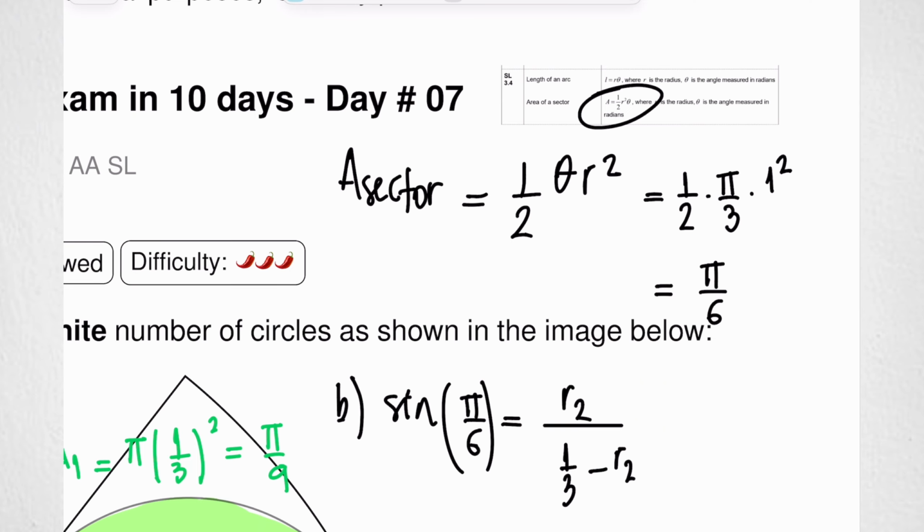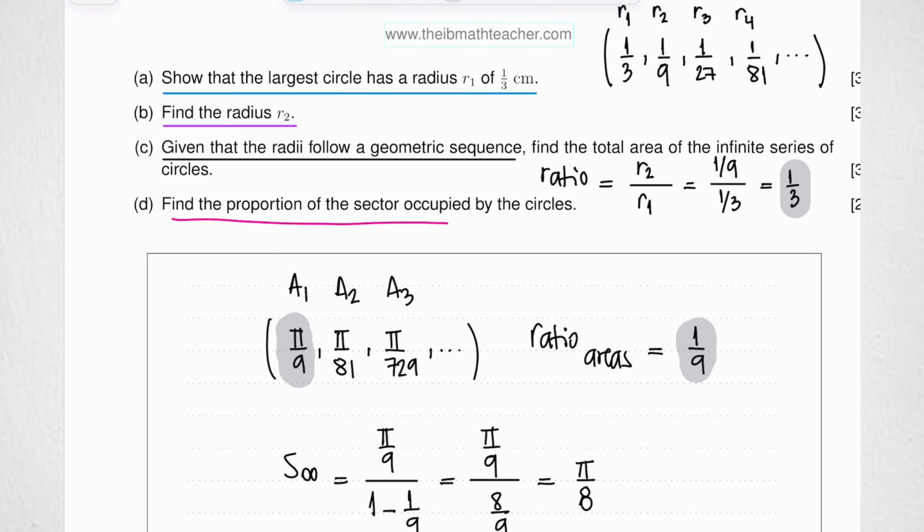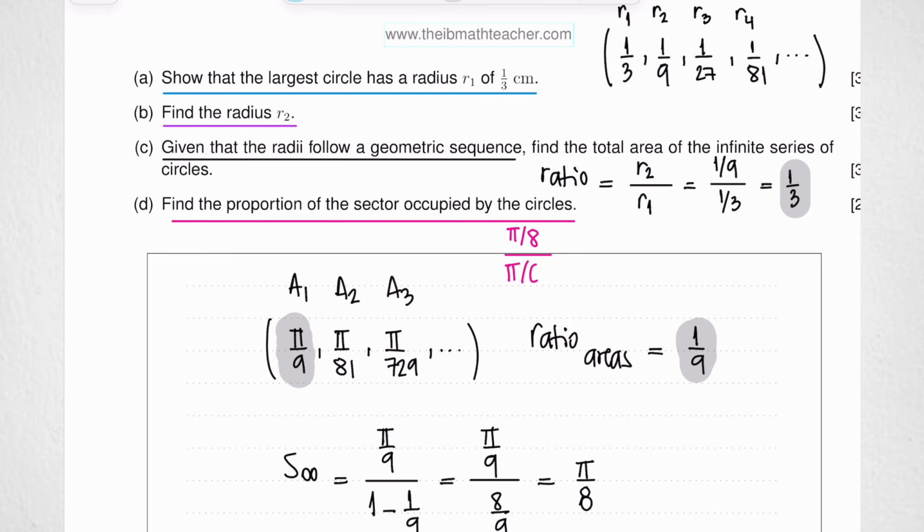Therefore, the proportion of the sector occupied by the circles is the ratio between pi over 8, which is the sum of these infinite circles, over pi over 6, which is the sector area. That means 6 over 8, which is 3 over 4. Therefore, 75% is occupied by these infinite circles. Now let's jump to the next question.